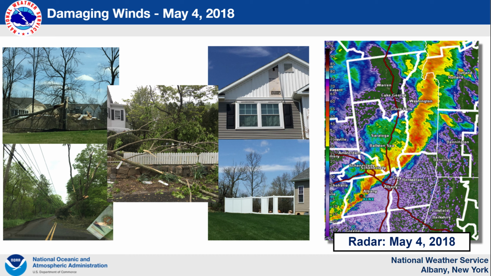Damaging winds can impact many areas of our forecast area. Here are some examples of what wind damage can be from these types of thunderstorms. Straight line winds can snap trees several feet above the ground or even near the ground. In this picture here, you see a tree snapped a couple feet above its trunk. On the right, you see trees toppled into power lines, into homes, and winds of 60 miles per hour tearing off parts of siding or shingles. On the right is a line of very strong thunderstorms that produced widespread damaging winds from May 4th, 2018.